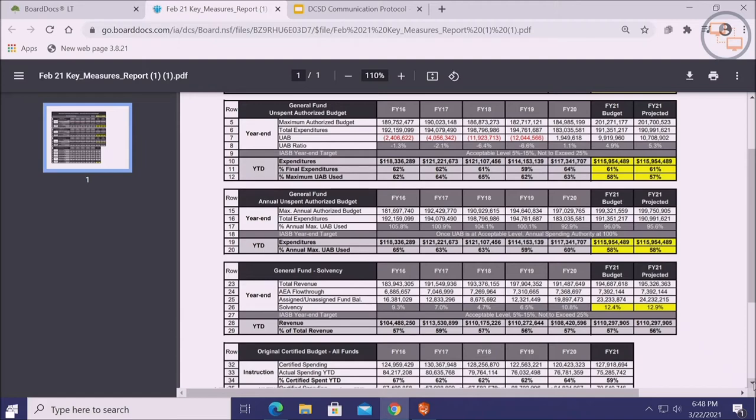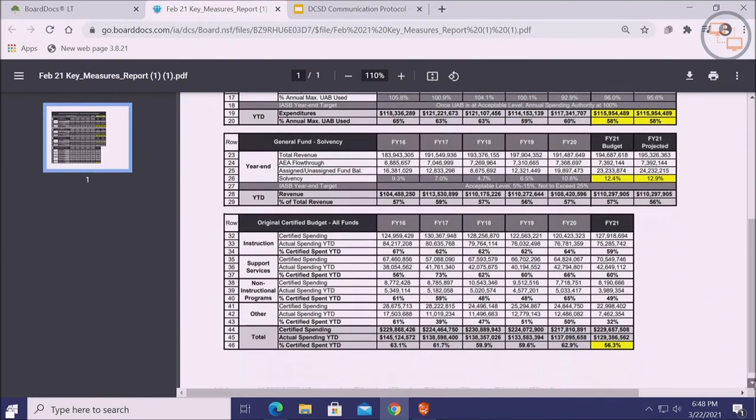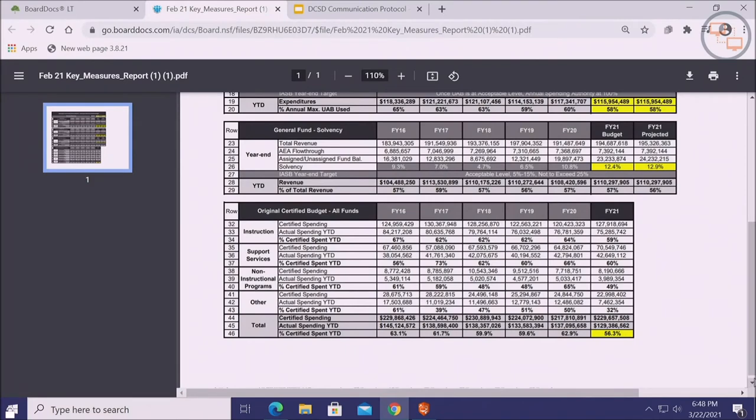Solvency, which I think is one of the most important factors that go into a budget, you'll see we're estimating to be between 12.4 and 12.9%. There's a little note in there that says that the goal target is 5 to 15%. So we're right where we belong with that factor.